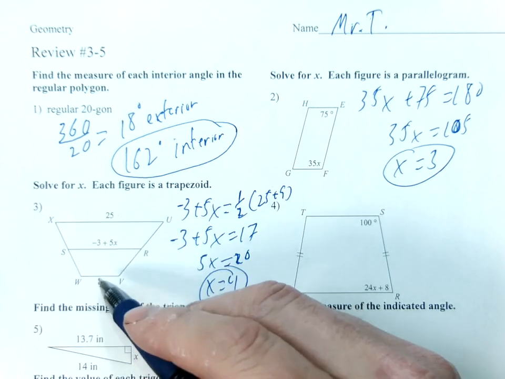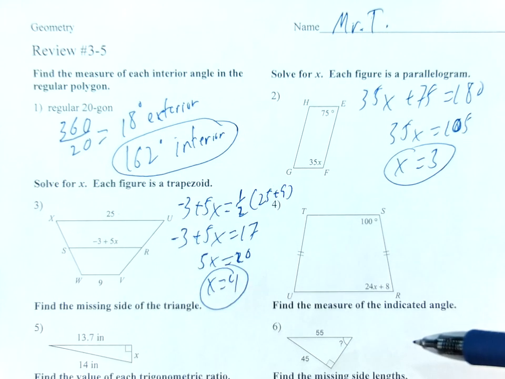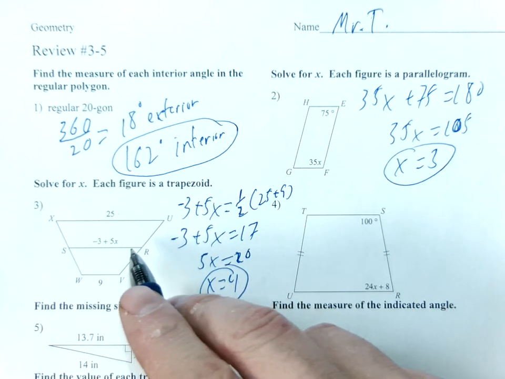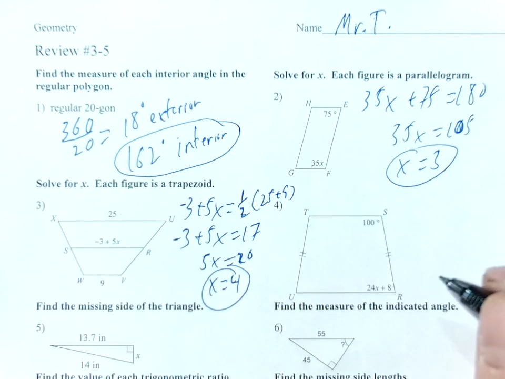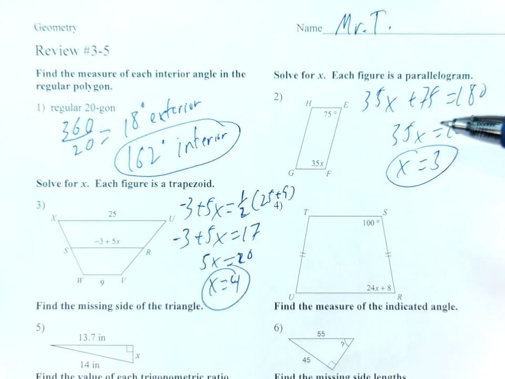So this is 17 in the middle. 17 is halfway between 25 and 9. 17 is 9 plus 8, and 17 is also 25 minus 8. All right, so maybe that'll help you remember that one. I don't know. Mid-segment, middle.